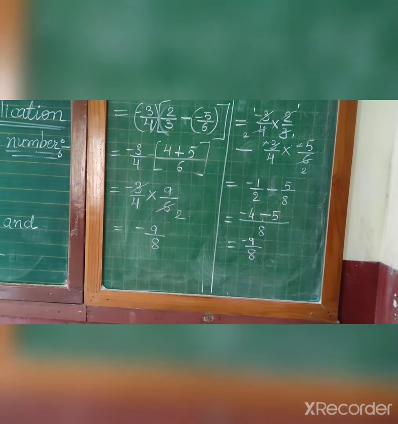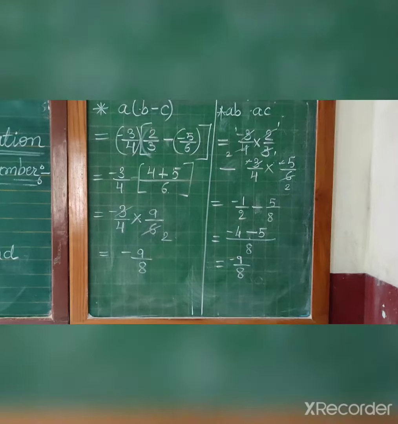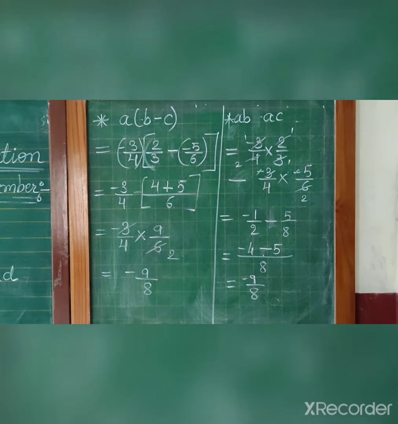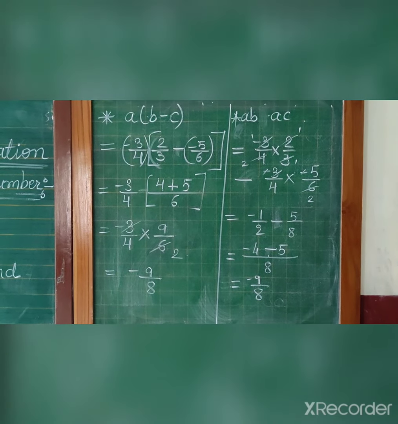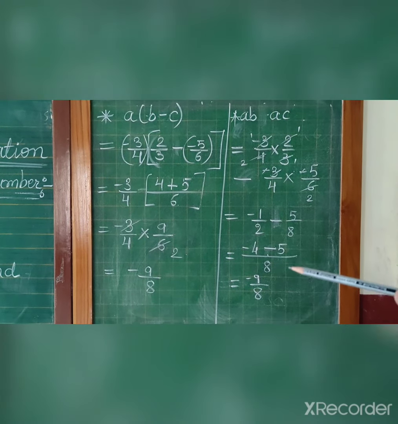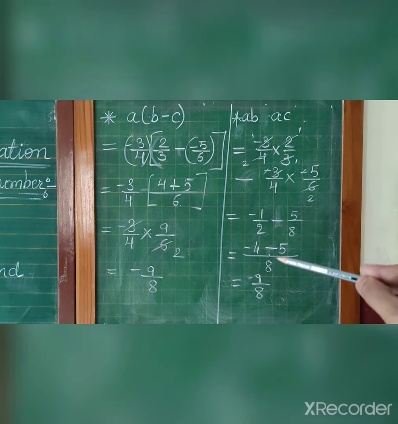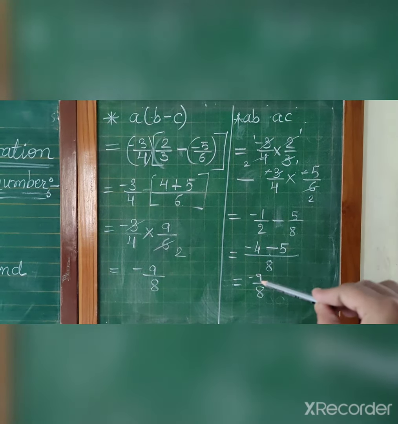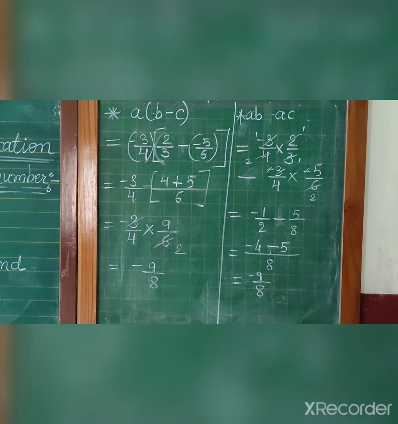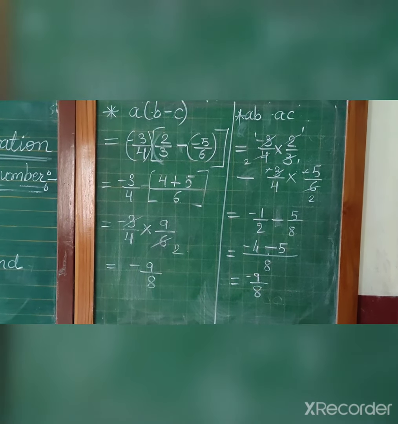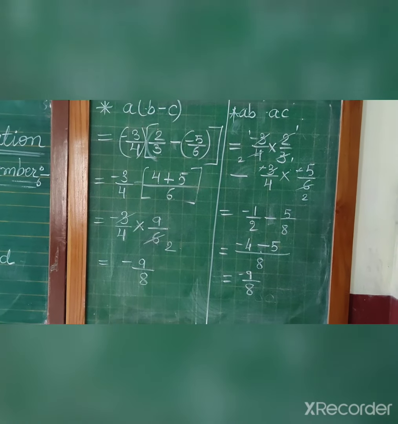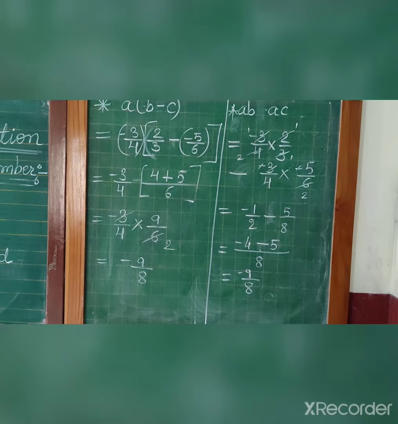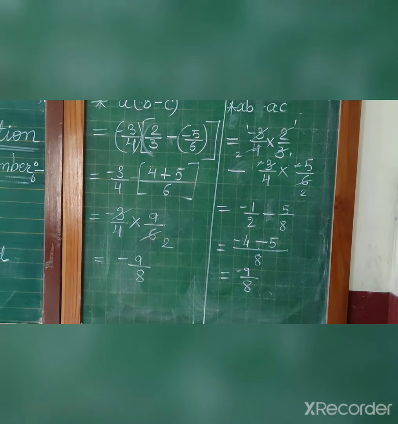When you take the LCM of 2 and 8, the LCM will be 8. 8 is divided by 2, 4 times. 4 multiplied by 1 with negative sign, 4 ones are 4. And 8 divided by 8 is 1 time, 1 5s are 5 with negative sign. Two negative numbers we always add with negative sign. So 4 plus 5 is 9 upon 8. In both the situations you can see the answers are same. So a into b minus c is equal to ab minus ac. That means distributivity of multiplication over subtraction for rational numbers.